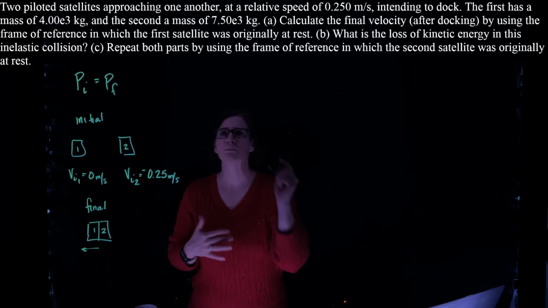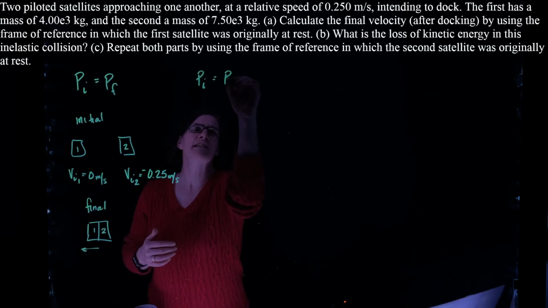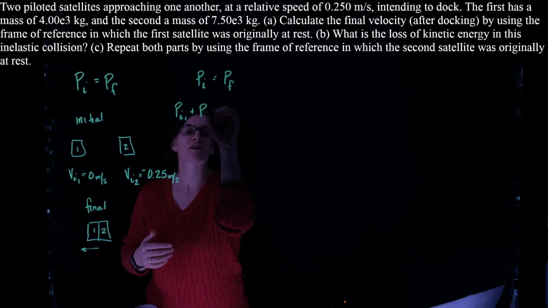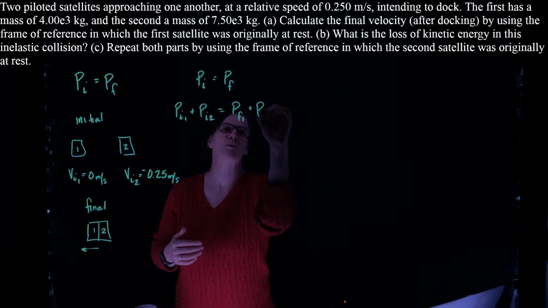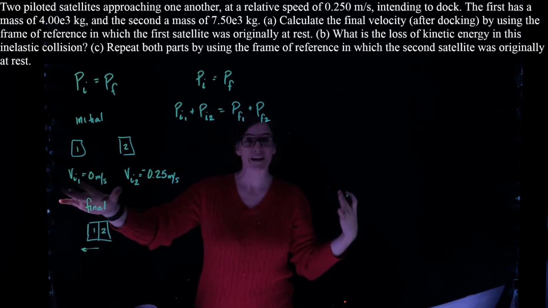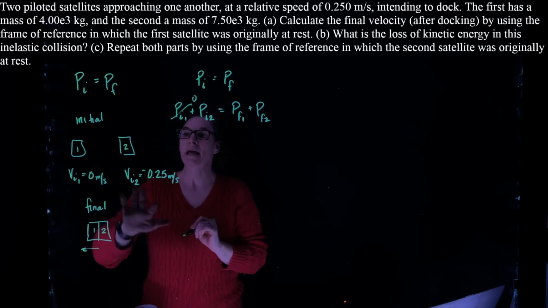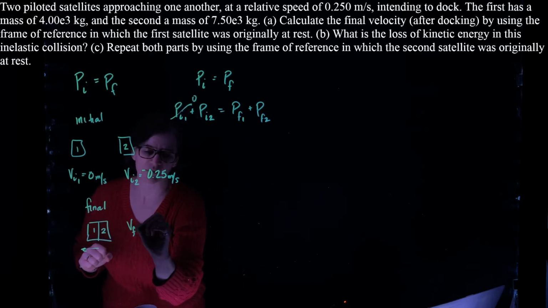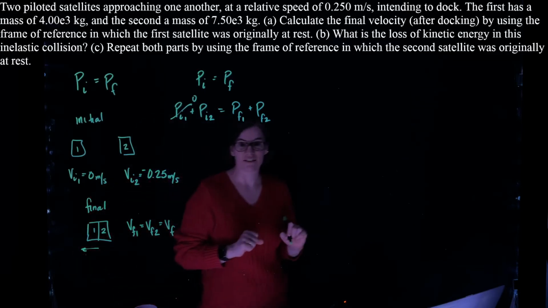Okay, so let's look at that first part. We have initial momentum of the system equals final momentum of the system. So that means our initial momentum of 1 plus our initial momentum of 2 has to equal the sum of the final momentum of 1 and the final momentum of 2. Object 1 we said was not moving, therefore it has no initial momentum, so that term is 0. And we also know that they dock together, so our final velocity of 1 is going to equal our final velocity of 2, and we're just going to call that V final.